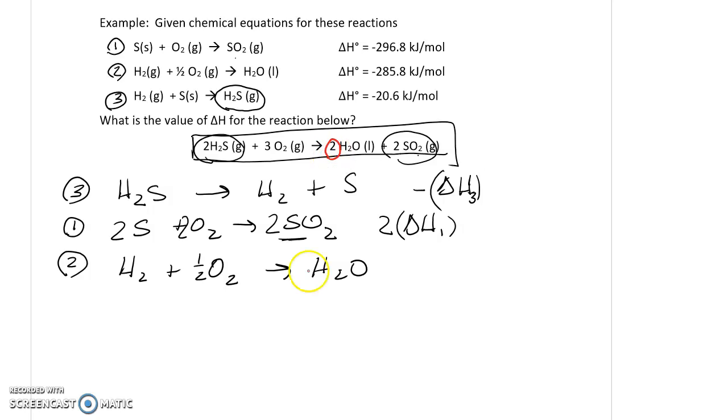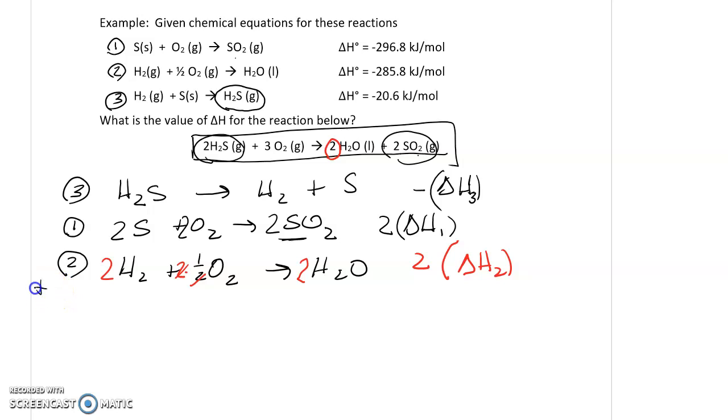What do you guys think I need to do here now? I'm going to have to make this 2, right? To make that 2, I have to multiply everything by 2 again. So that means I'm going to be multiplying my 2 by my delta H2. So if I multiply this by 2, I end up getting just 1 oxygen, and I have my 2 hydrogens, 2 waters. Okay, so everything is multiplied by 2.